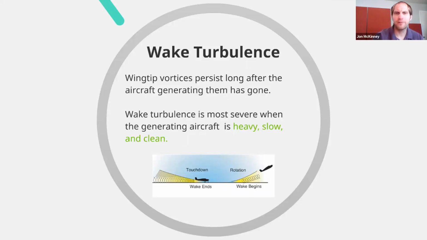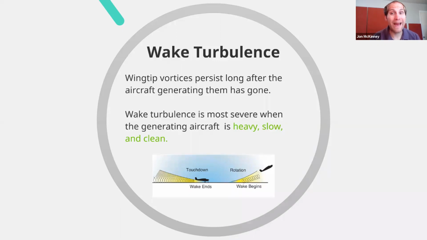Wake turbulence. Well, this is a type of turbulence, yes. Maybe not so much weather, but it is turbulence, and it's a very good topic for us to keep fresh in our brains. You'll have multiple questions about wake turbulence on that FAA written exam. So we discussed, remember from our aerodynamics chapter, that wingtip vortices persist long after the aircraft generating them has gone. Wake turbulence is most severe when the generating aircraft is heavy, slow, and clean.